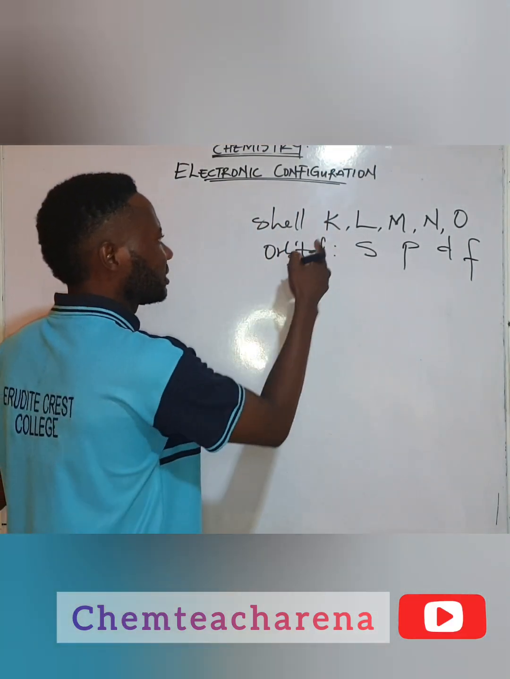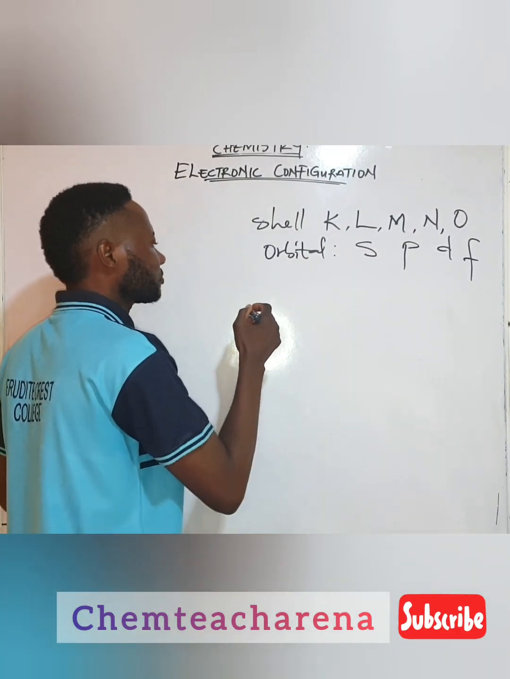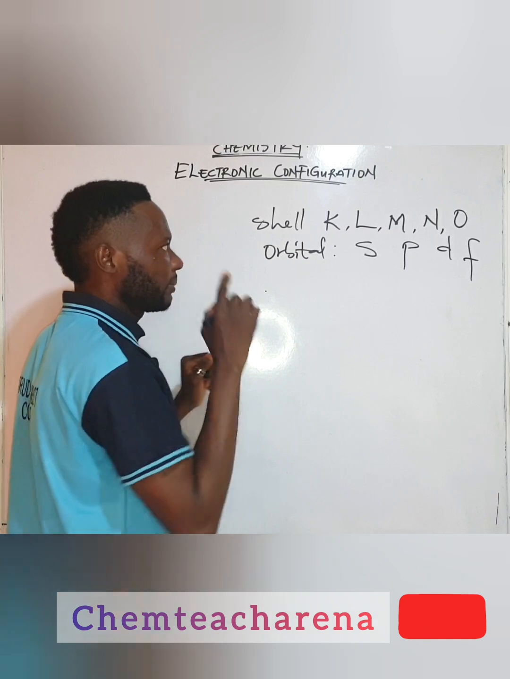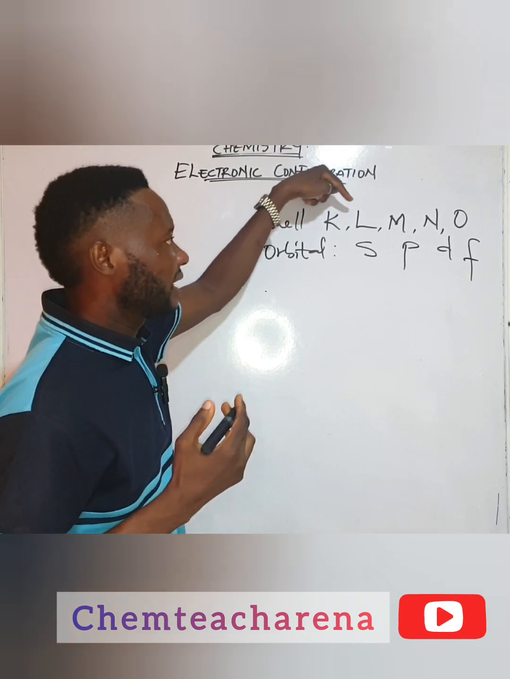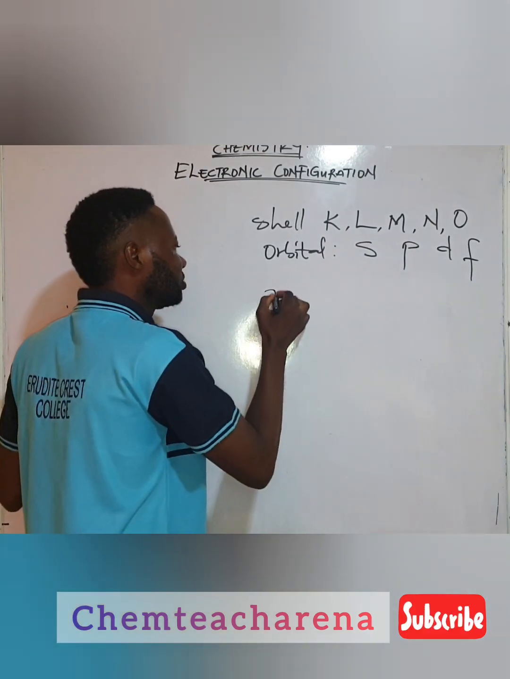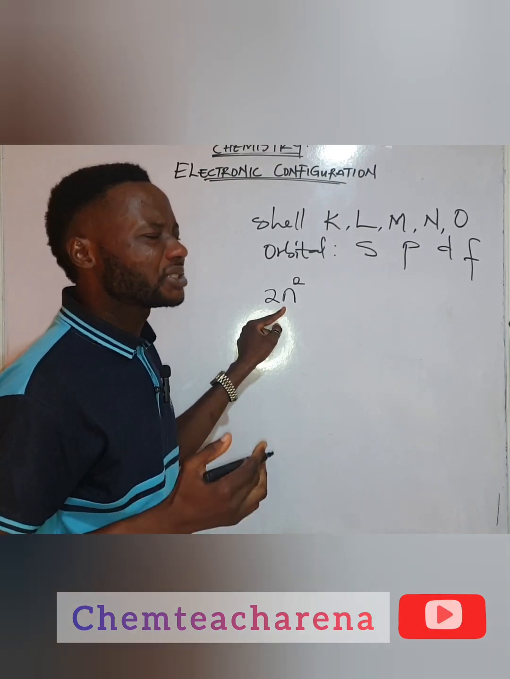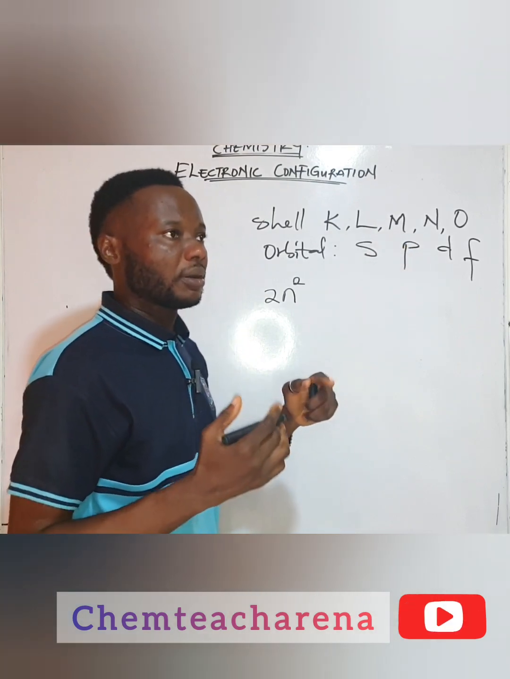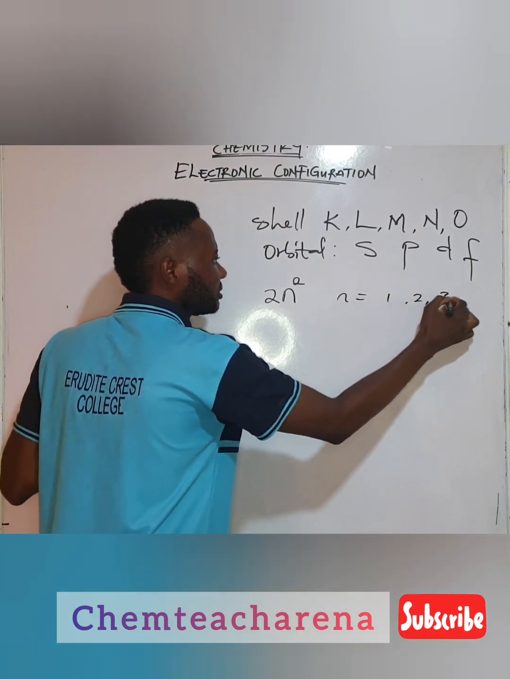When we talk about the K, L, M, N shells, we use a formula to determine the maximum number of electrons that K can hold, that L can hold, and M, N, O, P, Q and so on. The formula we normally use is 2n squared, where n equals 1, 2, 3, 4.